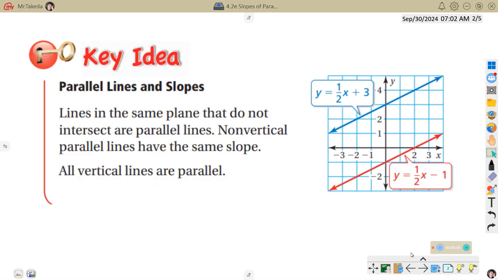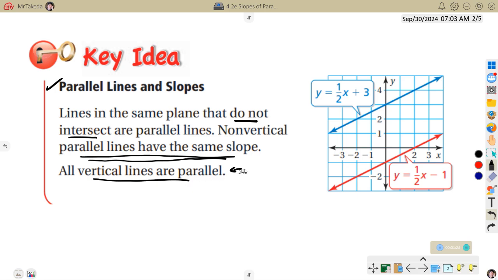The first idea, of course, is that parallel lines are lines that do not intersect. We already know what parallel lines are, but non-vertical parallel lines have the same slope. Parallel lines have the same slope. We learned in the previous lesson that vertical lines have no slope, but they are also parallel. So vertical lines are parallel, but they have no slope. All other parallel lines have the same slope as well.